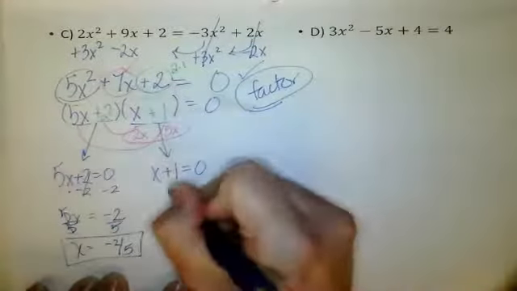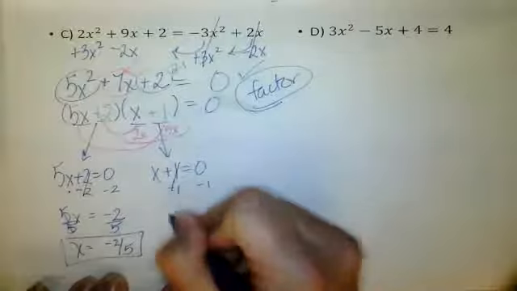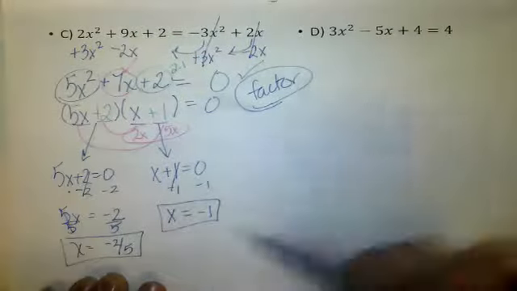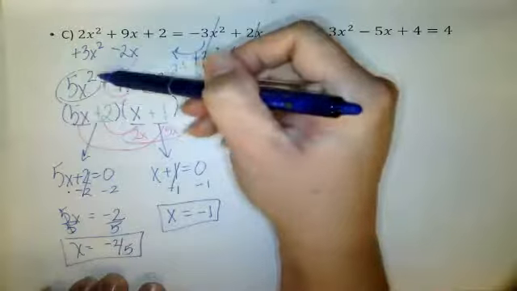And then here we can simply subtract 1. So x equals negative 1. Again, 2 solutions because it's an x squared equation.